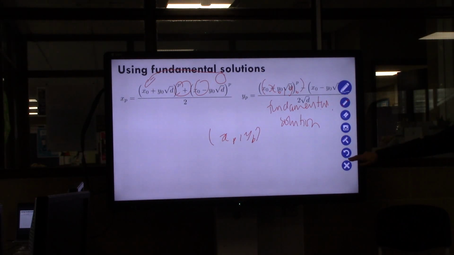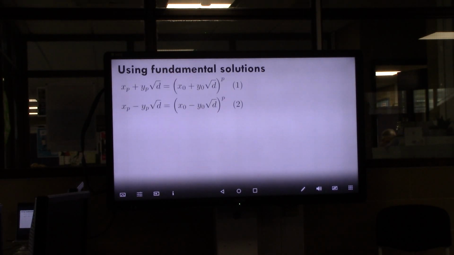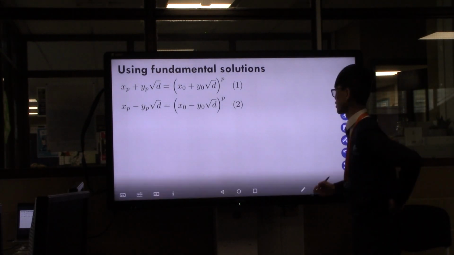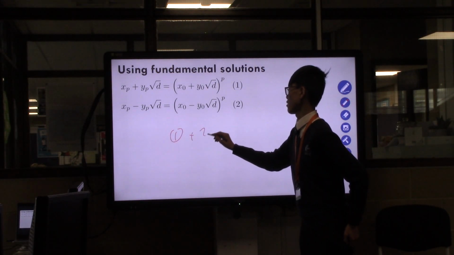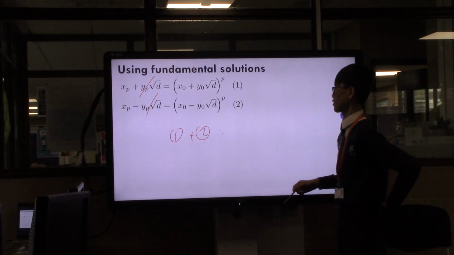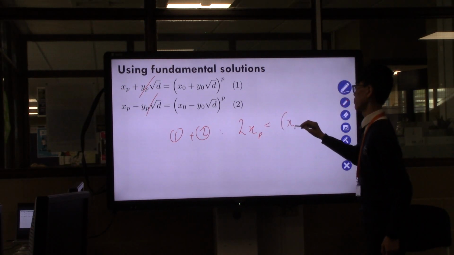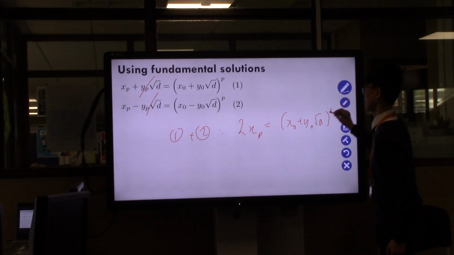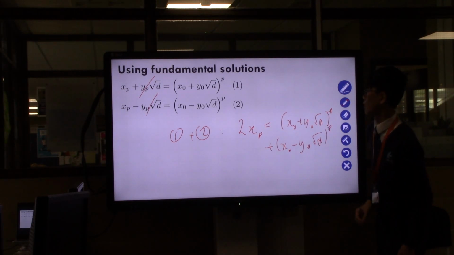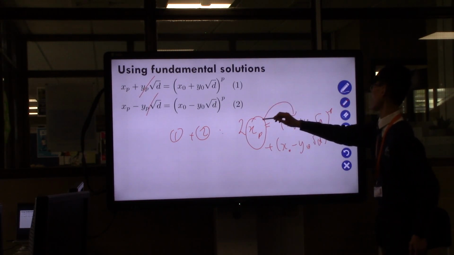And we can rearrange the equations we saw before. So we can add equations 1 and 2 together, and that will cancel out these yp square root d terms, and we'll get 2xp is equal to x0 plus y0 root d to the p plus x0 minus y0 root d to the p. And so we can divide by 2 to see what our xp is in terms of our fundamental solution and the p that we've raised our surd to.